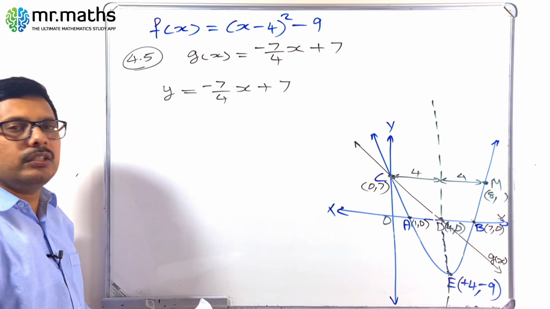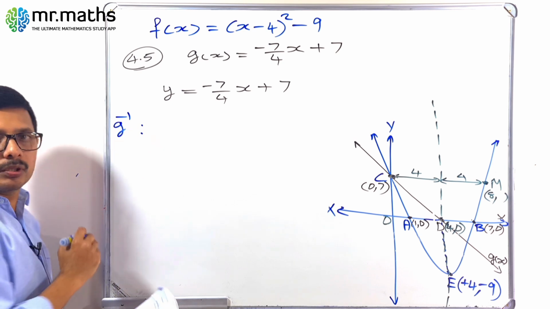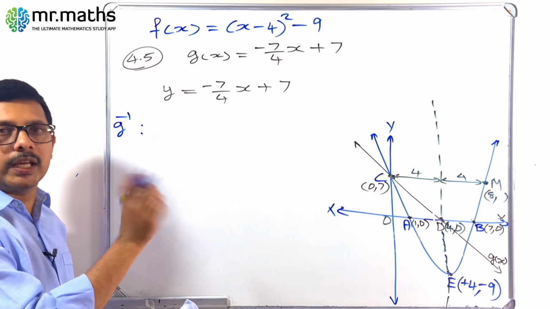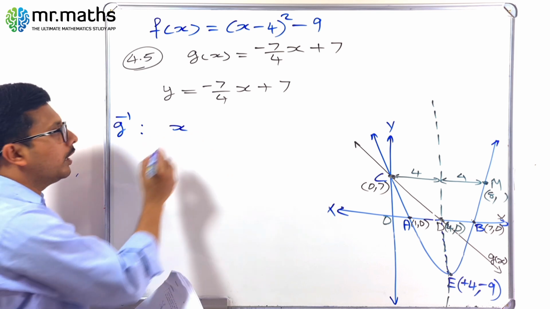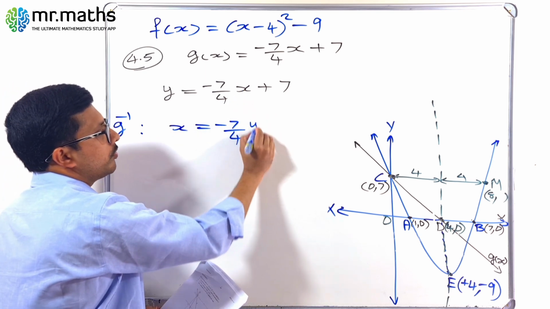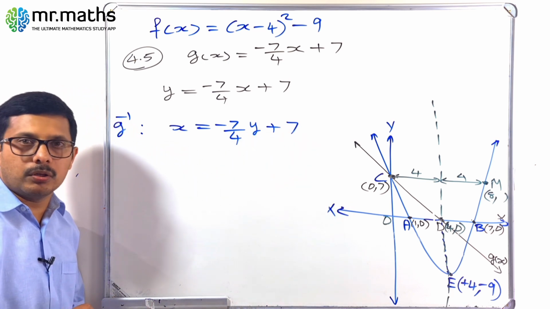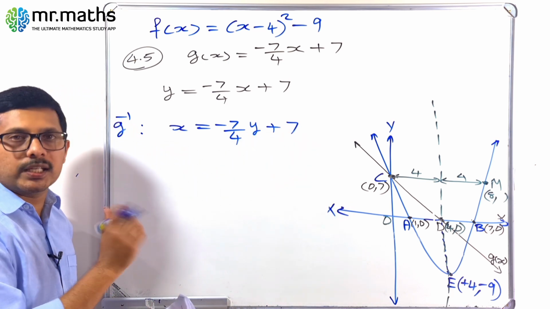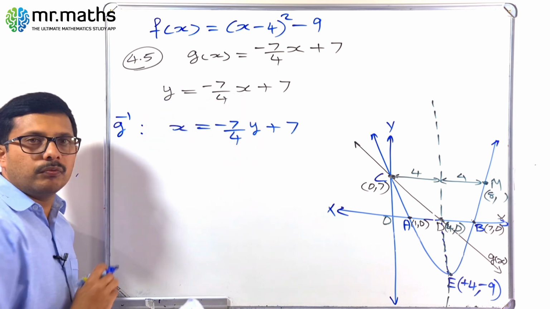To find g inverse, what are you supposed to do? You have to swap x and y. So this y becomes x and x becomes y. So this x you have to write as y plus 7. That is how you find the equation of g inverse. You have to swap x and y.